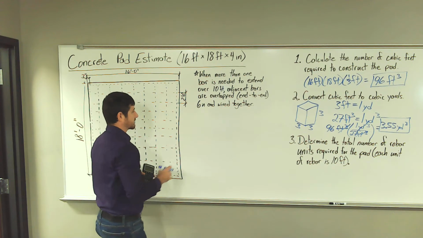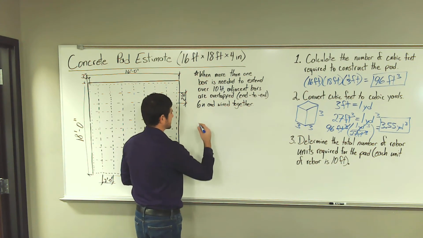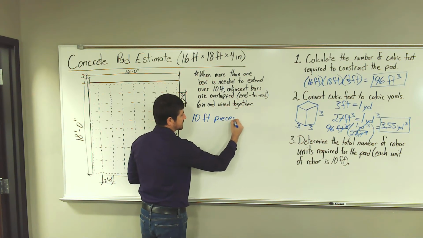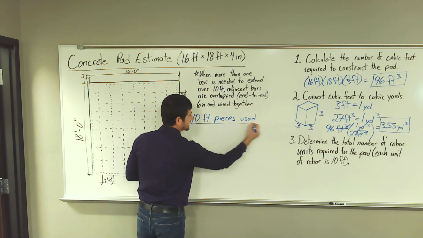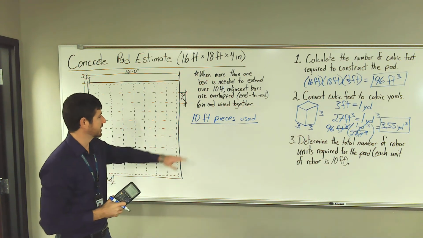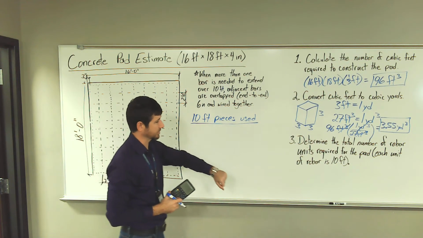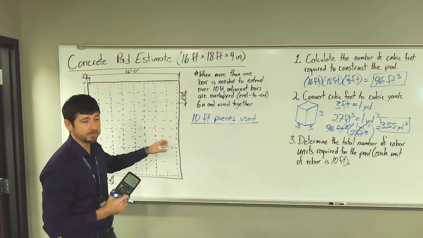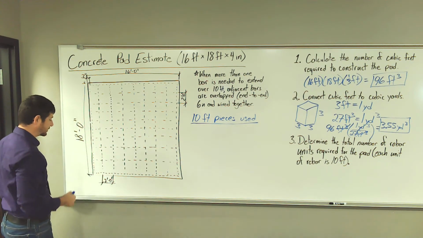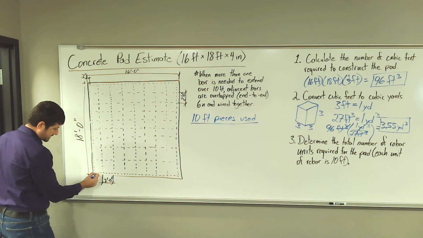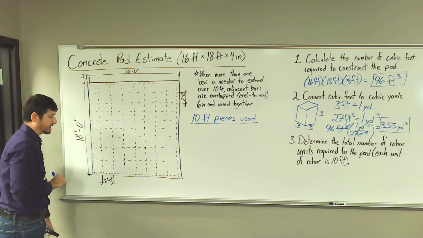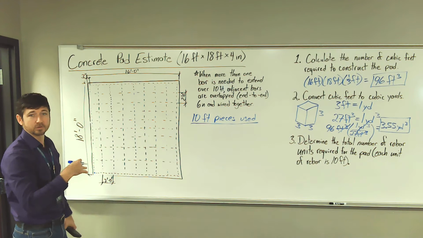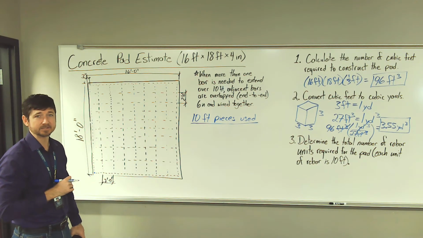Okay, so they come in 10-foot sections. So let's say 10-foot pieces used. And we're just going to keep a tally of all of the 10-foot pieces that we use, okay? Because number 3 wants us to determine the total number of rebar units required for this concrete pad. So what we're going to do is start right here at the edge of the dotted lines. Remember, we cannot place a piece of rebar closer than 3 inches to the edge of the concrete pad.